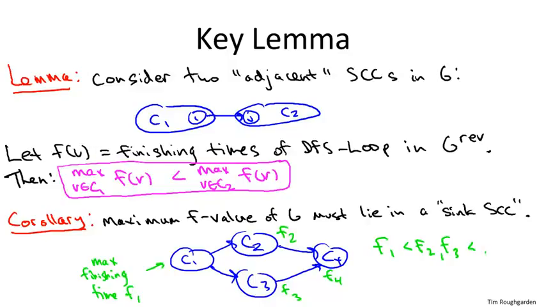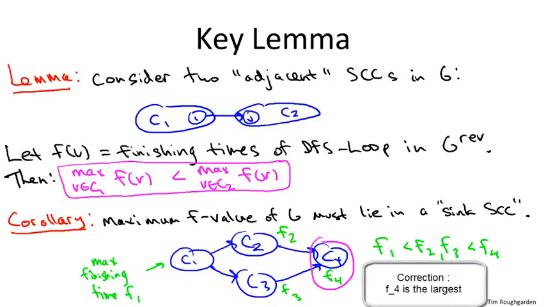Symmetrically, we can apply the lemma to the pairs C2, C4 and C3, C4, and we get that F4 has to dominate both of them. You'll notice we actually have no idea whether F2 or F3 is bigger, so that pair we can't resolve, but we do know these relationships. Okay, F1 is the smallest and F4 is the biggest. And you'll also notice that C4 is a sink SCC in the sense that it has no outgoing arcs. And if you think about it, that's a totally general consequence of this lemma.